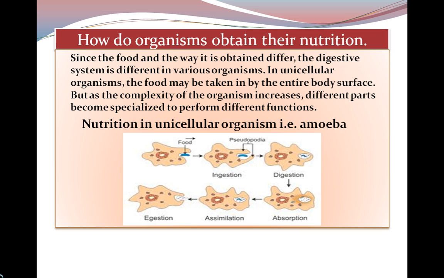Now move over to the next slide. In this slide we will study how different organisms obtain their food and nutrition. Different organisms have different strategies to get the food. There are two types of organisms, unicellular organisms and multicellular organisms. The unicellular organisms get food in a very simple way. In unicellular organisms, the food may be taken in by the entire body surface.